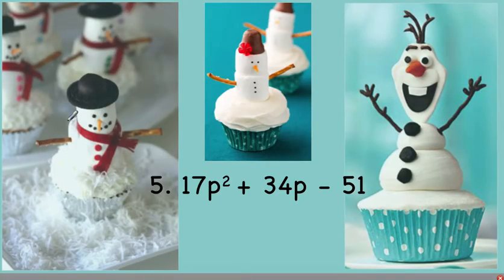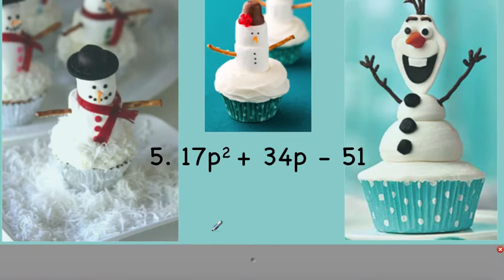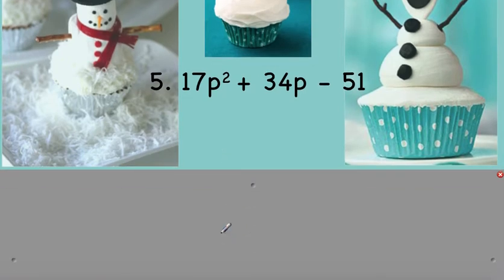Here is our last example for the video. We have 17p squared plus 34p minus 51. So go ahead and try this one on your own, then come back for the explanation.